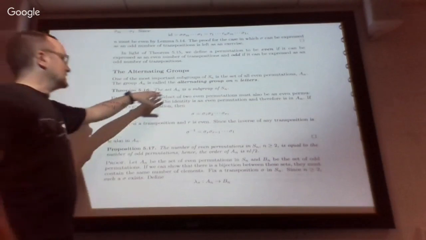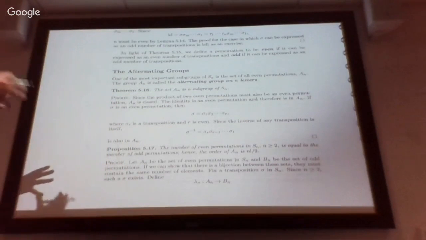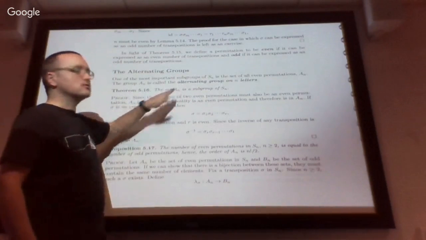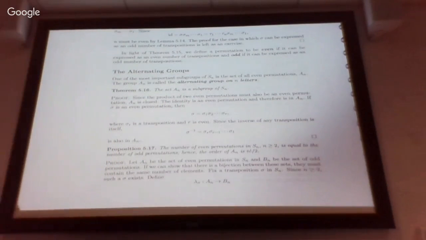So that singles out, it's interesting to look at the set of all even permutations, and that's what's called the alternating group. So this is a very interesting subgroup of the symmetric group Sn. Okay, it's called the alternating group. It consists of every permutation which is even. It's a fairly straightforward proof that it's a subgroup. It contains the identity, because the identity is even.